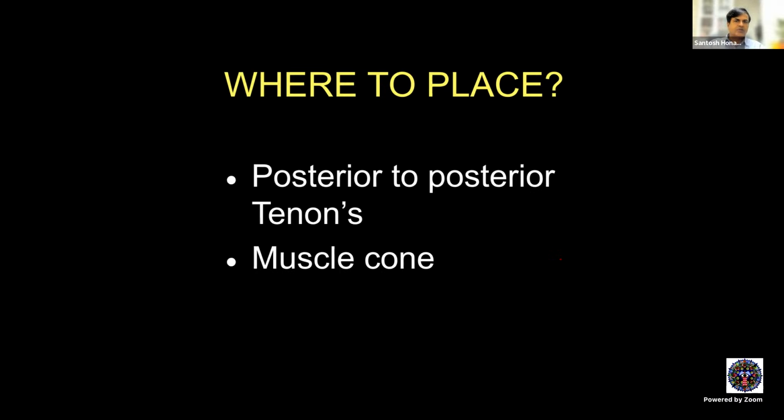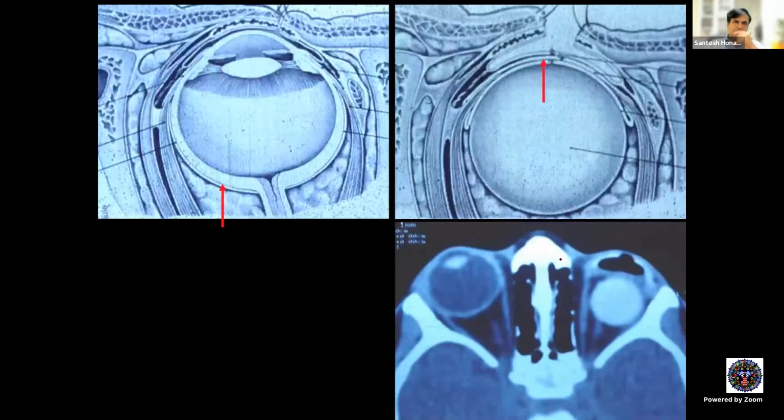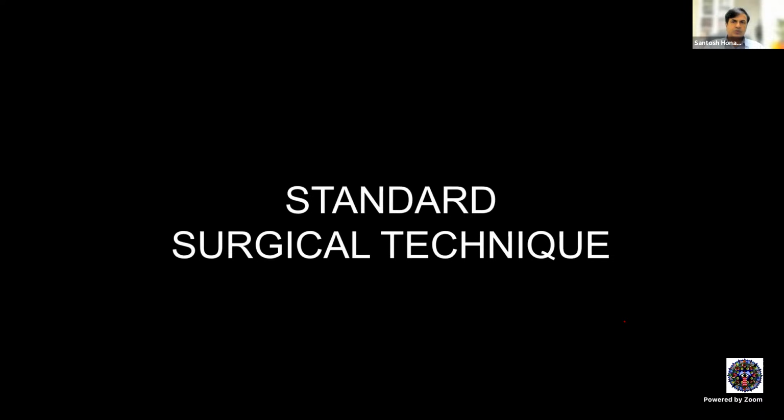It should always be put posterior to posterior tenons, right into the muscle cone, because then it will have 3-layered closure. So these are various positions of the implant. You can see that this is the most secure position, posterior to posterior tenons, right within the fat. Posterior tenons, anterior tenons, and conjunctiva are the 3 layers that close it, and that implant lies very compact and very nicely in the intraconal space, surrounded by extraocular muscle, just like a normal eyeball would do.